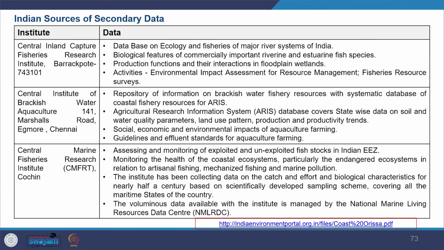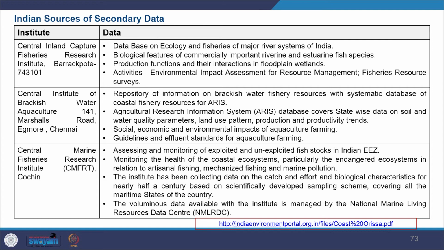Further, from the manual on the shipbreaking yard, I have taken what could be the possible sources of data. I have not taken all of that, but you can see some of these here. So you have the Central Institute of Brackish Water Aquaculture, which keeps a repository of information on brackish water fishery, an agriculture research information system, and socioeconomic and environmental impact guidelines. All these you can get.